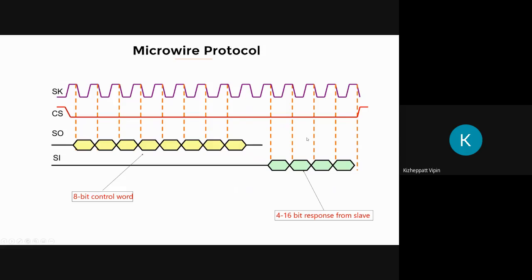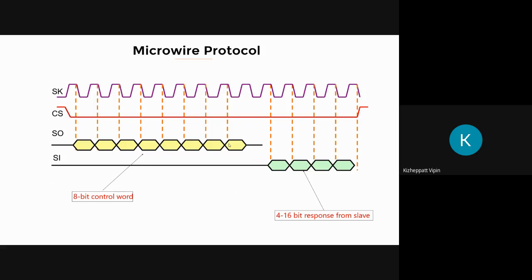Now, the Microwire protocol, this is from a different company, National Semiconductors, as I mentioned. So here again, you have this CS, and you can see it remains low whenever the communication is happening or whenever the frame is valid. The difference here is in Microwire protocol, the master will always send an 8-bit so-called control word to the slave. So it could be a control word saying, send me data from this particular register. It depends upon what kind of sensor you are interfacing.